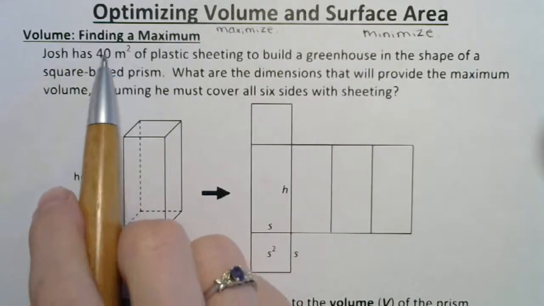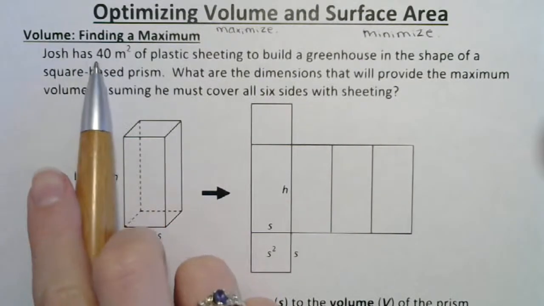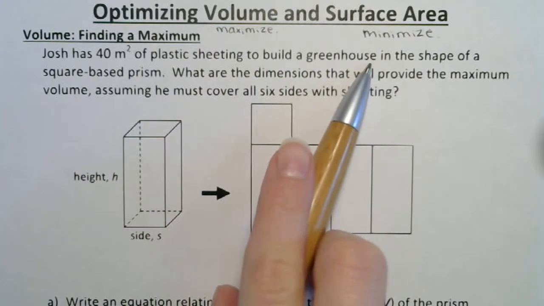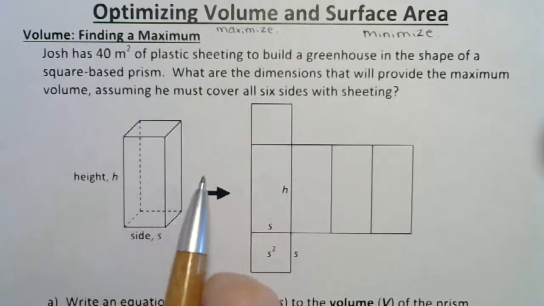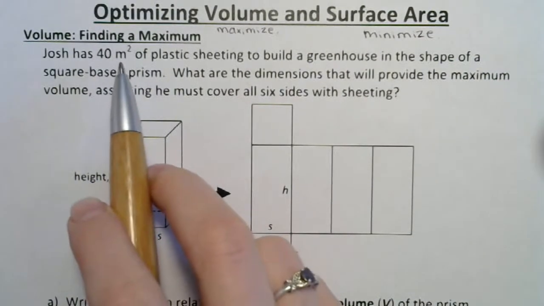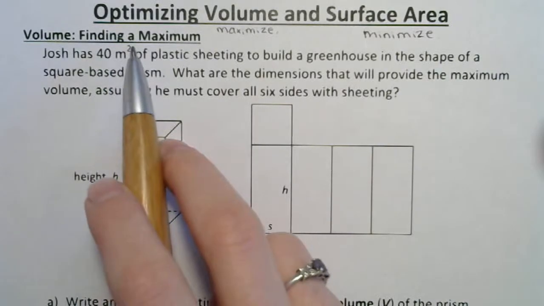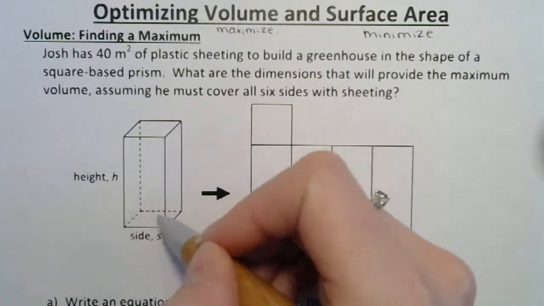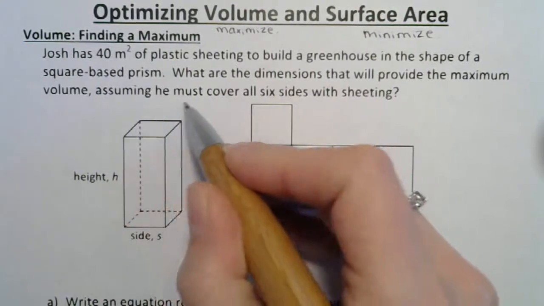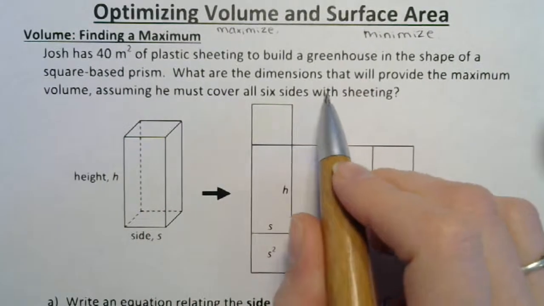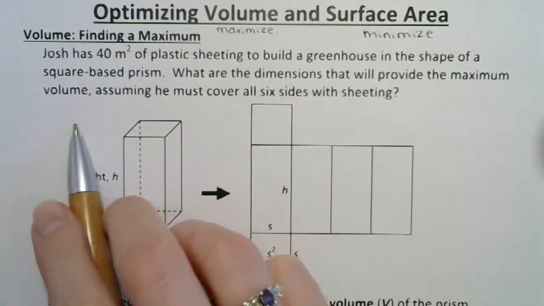So finding a maximum for a volume. Josh has 40 meters squared of plastic sheeting to build a greenhouse in the shape of a square-based prism. So we have a square-based prism. We know that's what he wants, and we have been given an amount of materials that he has. So he has 40 meters squared of plastic. That means all of the surface area of this object has to add up to 40 meters squared.